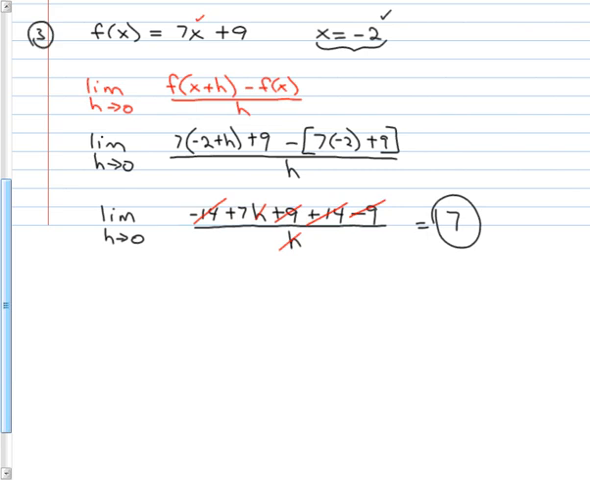Number 4. For the function f of x equals negative x squared, A, use the limit definition to find the slope of the function at x equals 1. Okay? Part A is just what we did. We're going to do it again. So we are going to find the limit of this function.